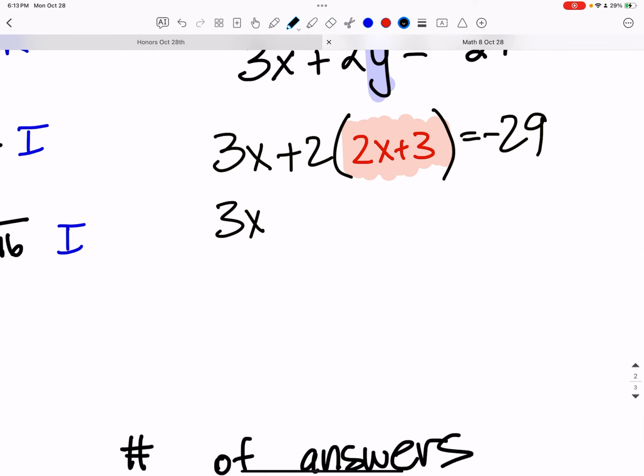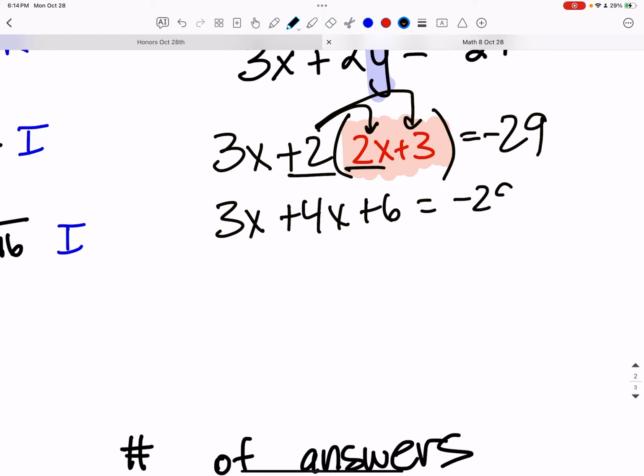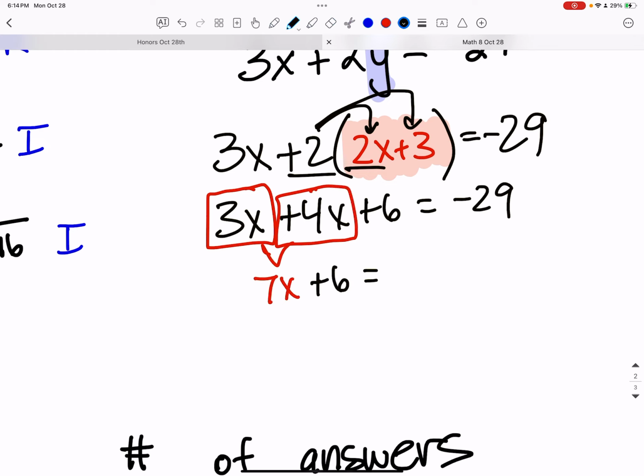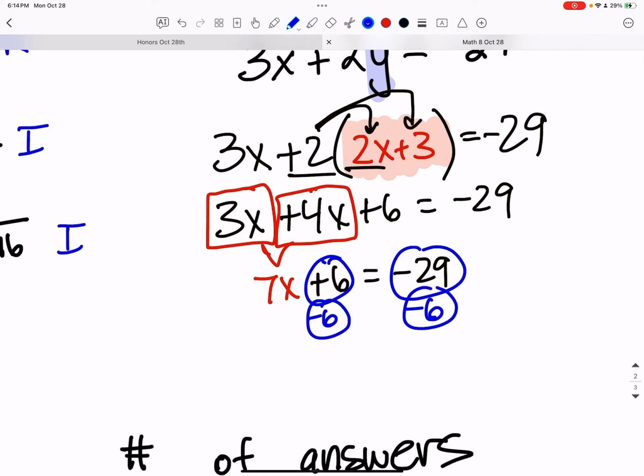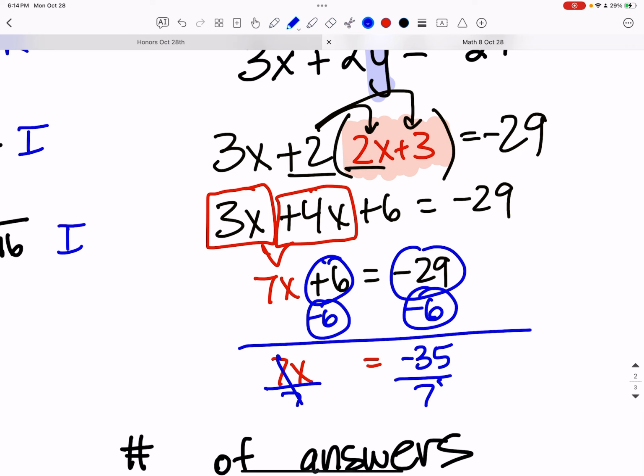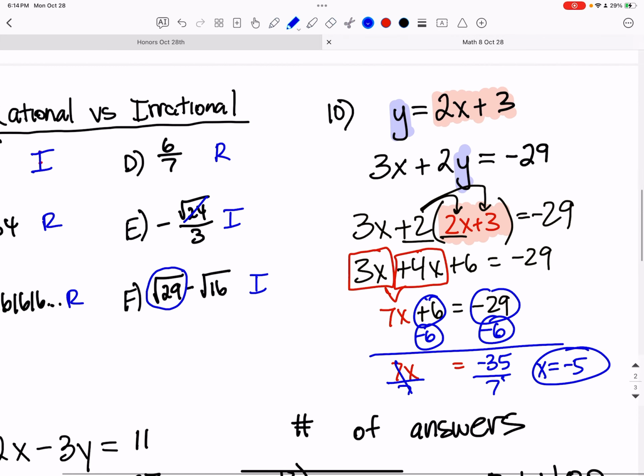All right, 3x, positive 2 times 2x is positive 4x. Positive 2 times 3 is positive 6, equals negative 29. I have too many x's on this side. I have 7x plus 6 equals negative 29. That's all baby laundry. I'm going to minus 6, minus 6. 7x equals negative 35. Right? It's all in the negative team. We're going to divide by 7. And x equals negative 5. Okay, x is equal to negative 5.